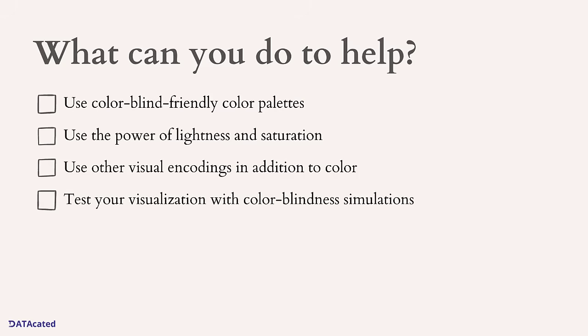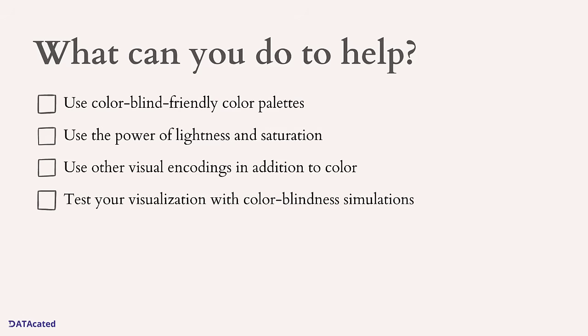Use the power of lightness and saturation. Lightness refers to the relative lightness or darkness of a color, while saturation refers to the intensity or purity of a color. Use lightness and saturation to differentiate between different data points or categories. For example, you might want to use lighter, more saturated colors to represent one data point, and darker, less saturated colors to represent another data point. This allows individuals with color blindness to distinguish between the different data points, even if they have difficulty distinguishing between certain colors.